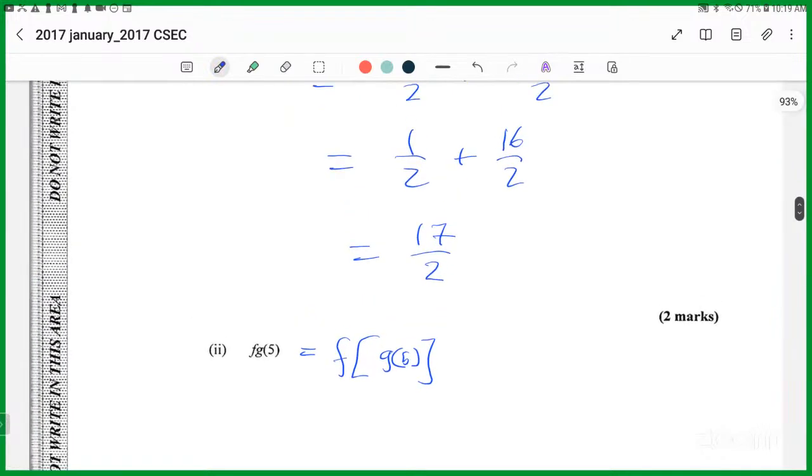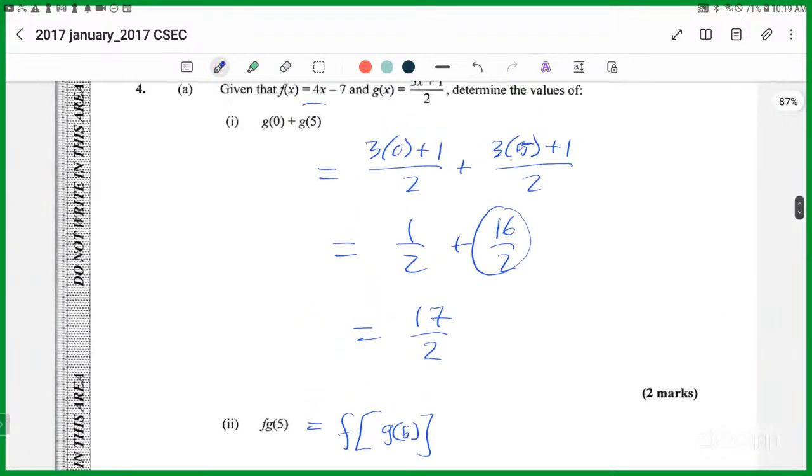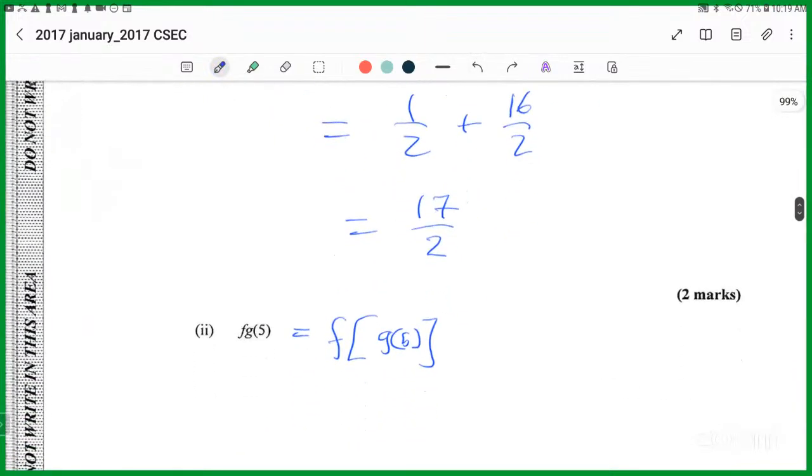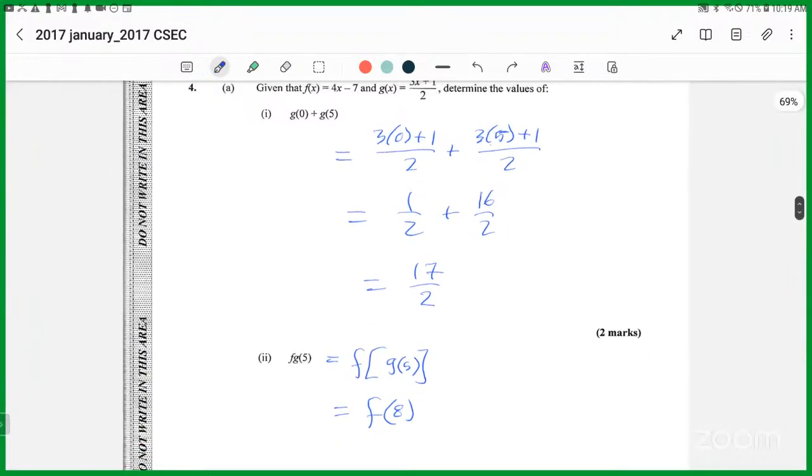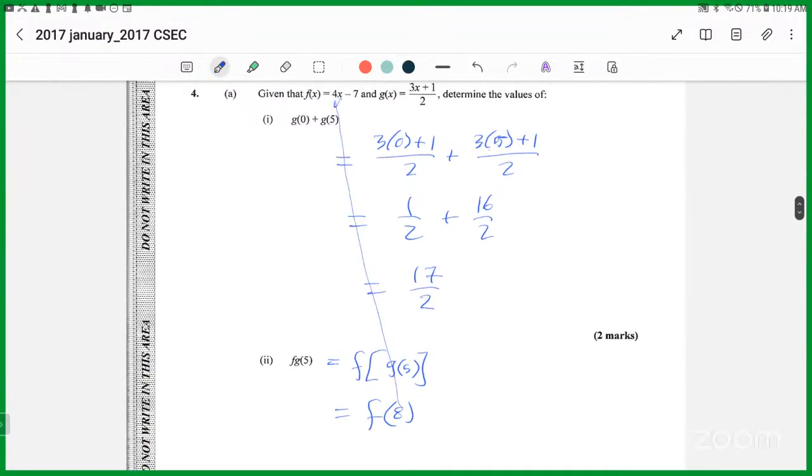And from here, the g of 5 is 8, as I just said. 16 over 2 is 8. So we really want to be working out f of 8, because the g of 5 part, we know from the first part of the question, is 8. 16 over 2 is 8, g of 5. Do you understand that so far? Yes, sir. We're working on f of 8. So f of 8 means now that we want to plug 8 into the f function right there.